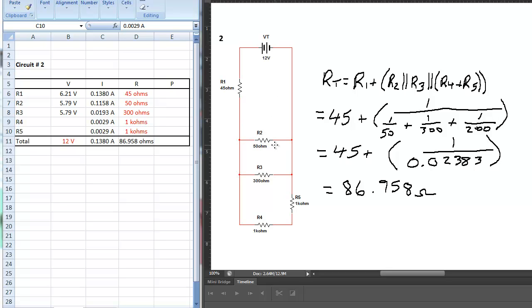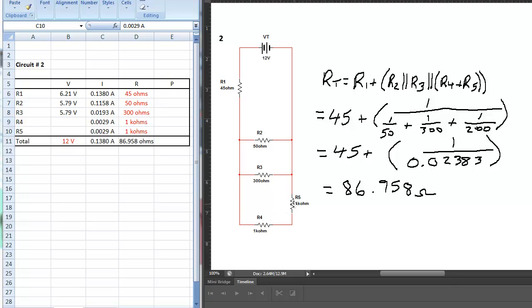In this branch here, we have 0.1158. In the second branch here, 0.0193 amps. And what's remaining is 0.0029 amps. Now, understand that this section of the overall parallel section here is in series. So our current in a series circuit is the same. There's only one branch, so all the current flowing through R4 will flow through R5 as well.